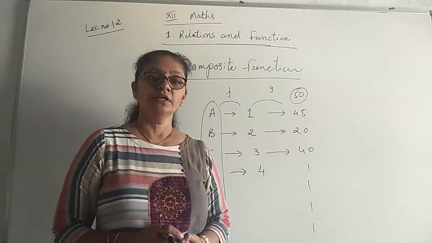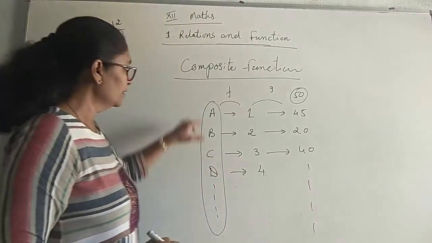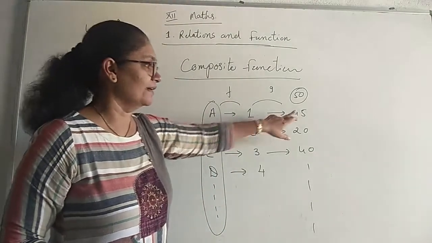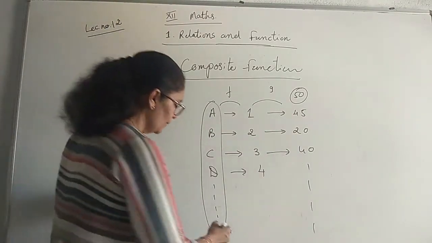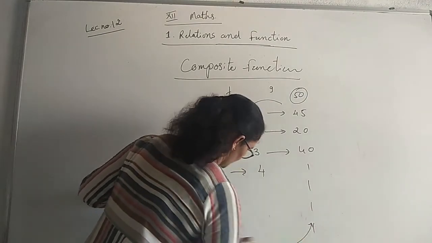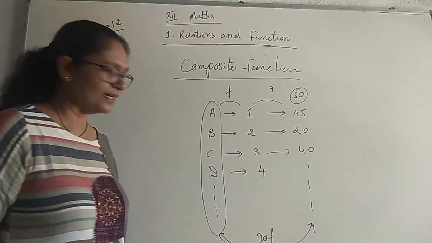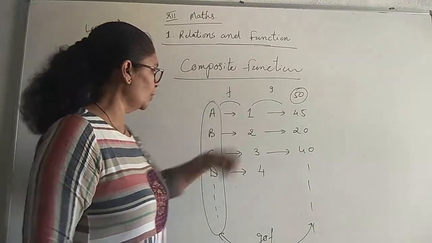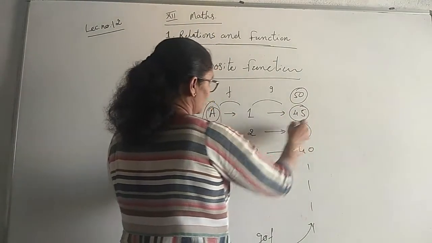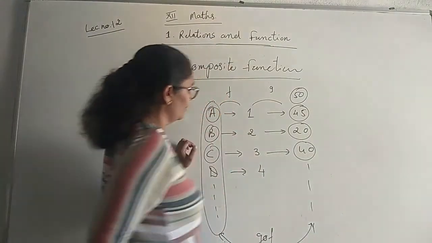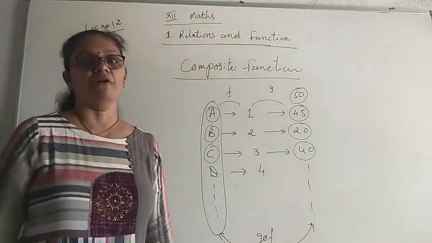But now I want marks with the name. When I want to write in your report card, suppose A gets 45 marks, I write that; B gets 20 marks; C gets 40 marks. So I combine these two functions and make it g o f. I have combined f and g both. So now what do I get? With A, 45 marks, with B, 20 marks, with C, 40 marks. So this is called composition of a function.